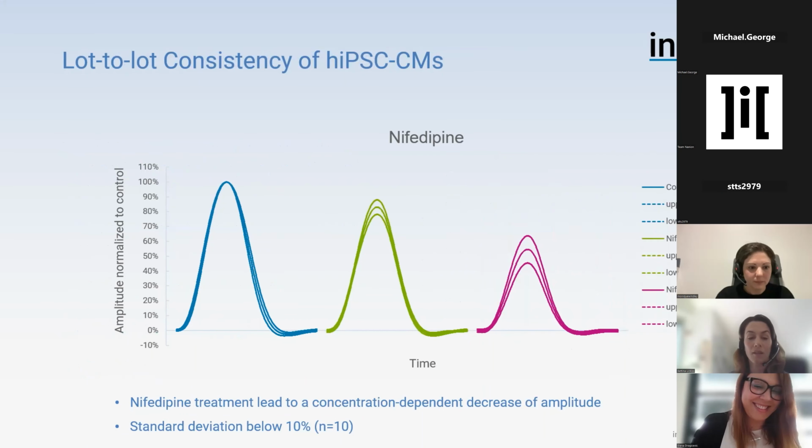And you can see here that we have a concentration-dependent decrease of the amplitude upon nifedipine treatment, with high concentrations highlighted in pink and the medium concentration of 10 nanomolar highlighted in green. So the upper and lower lines here are actually the standard deviations that should be dashed lines, but the presentation mode kind of smudged it a little bit, sorry for that. But it actually shows that the standard deviation is below 10%, which is what we wanted to see, right? That there's a low variation, that this is a robust cell type that we can use for doing contractile property analysis properly.